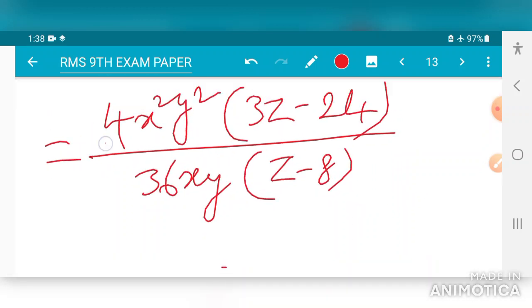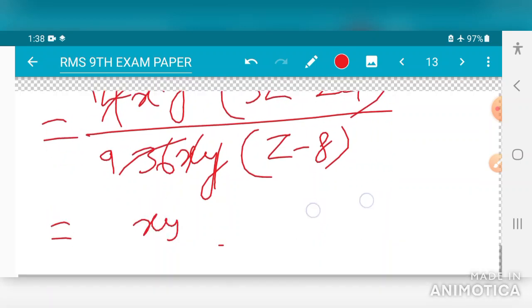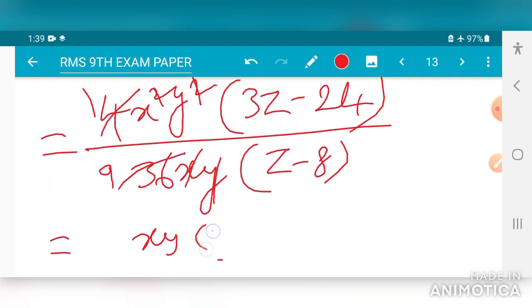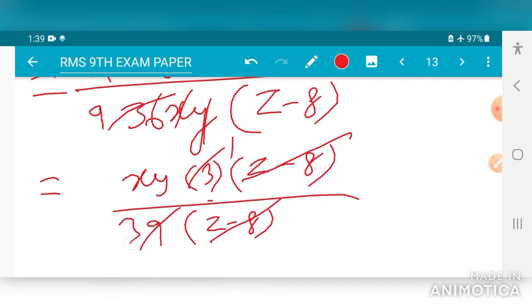See here, 4 ones are 4, 4 nines are 36. This x gets cancelled, this y gets cancelled. The remaining portion in the numerator is xy. Now I am taking 3 common, so 3z minus 24 becomes 3 into (z minus 8), and the remaining part is 9 into (z minus 8). This z minus 8 cancels with z minus 8, and 3 ones are 3, 3 threes are 9. So the required answer is xy by 3. This is the quotient.